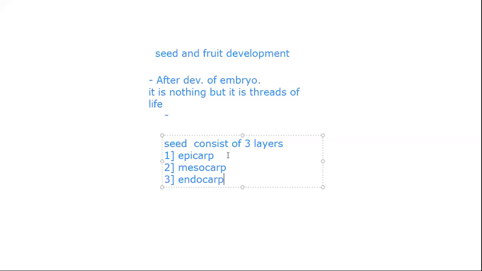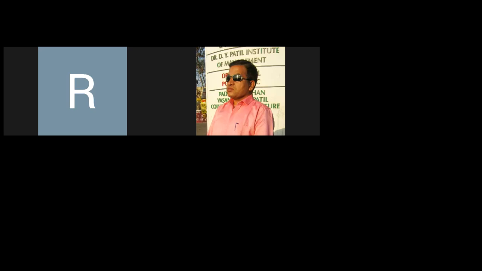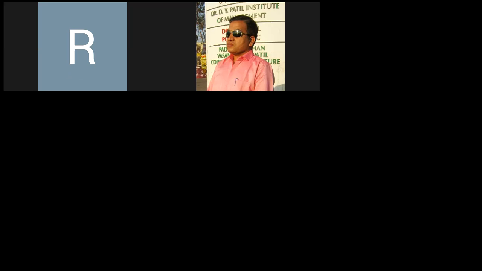But in some plant bodies, some plants show two types only: the epicarp and mesocarp, or sometimes the mesocarp and endocarp. That totally depends on the type of the seed. So we will see first the epicarp.